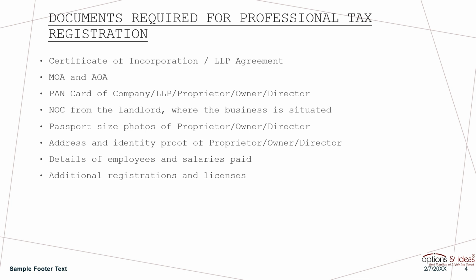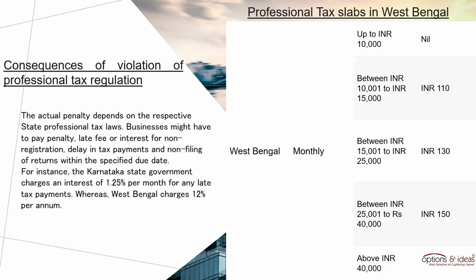Documents required for professional tax registration: certificate of incorporation, LLP agreement, MOA and AOA, PAN card of company, LLP, proprietor, owner, director, NOC from the landlord where the business is situated, passport size photos of proprietor, owner, director, address and identity proof of proprietor, owner, director, details of employees and salaries paid, additional registrations and licenses.